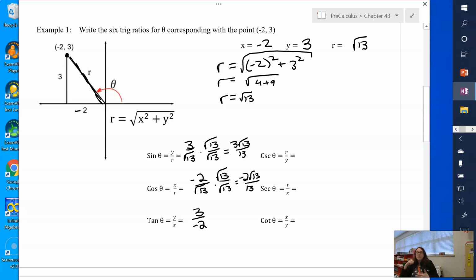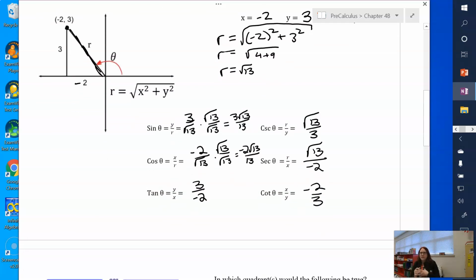All right, now I'm ready to do the other 3 functions, the reciprocal ones. And all I got to do is flip them over. So I started off with sine theta as 3 over square root of 13. Flip that over, and I get root 13 over 3. For secant, take your cosine, flip that over, and I get root 13 over -2. Take your tangent, flip that over. I get -2 over 3. So even though I've asked you for 6 things, once you have the first 3, the other 3 are super easy.